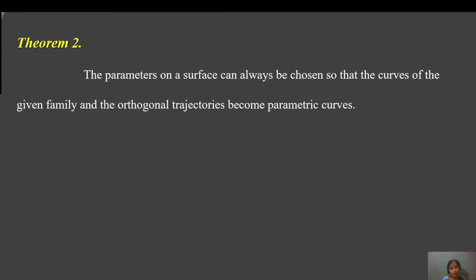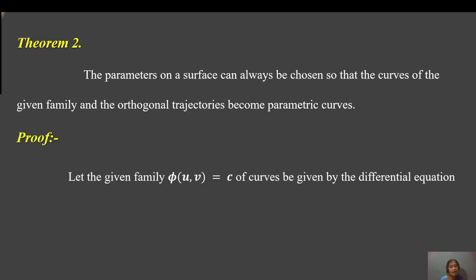In the previous lecture we explained the definition of a surface in a parametric way, for the orthogonal properties. The parameters on the surface can always be chosen so that the curves of the given family and their orthogonal trajectories become parametric curves.